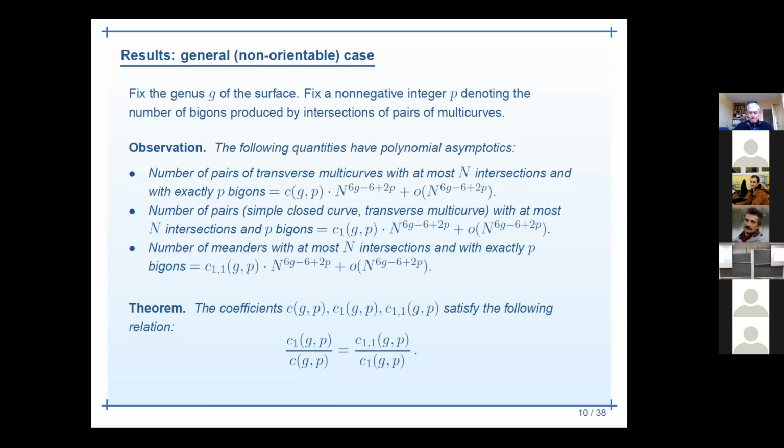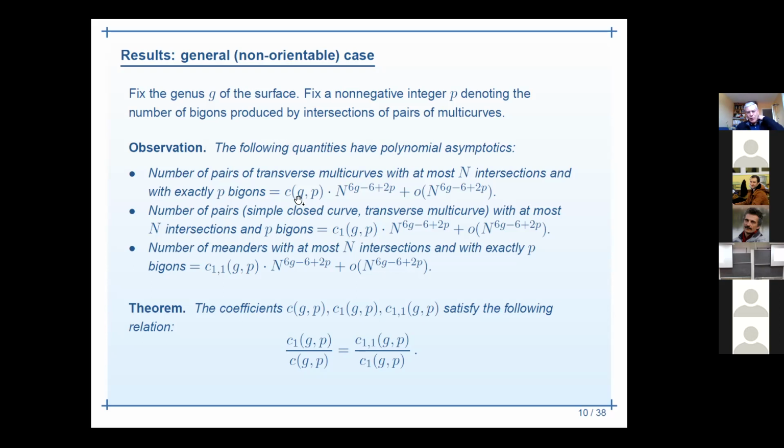Anton, well, yeah. This C1 is the condition of a simple closed curve with at most n intersections and exactly p poles, or at most p poles. Exactly p. Okay. At most n intersections and exactly p.